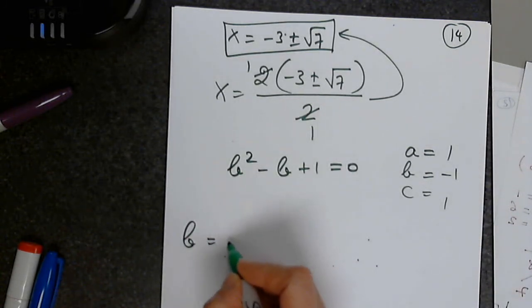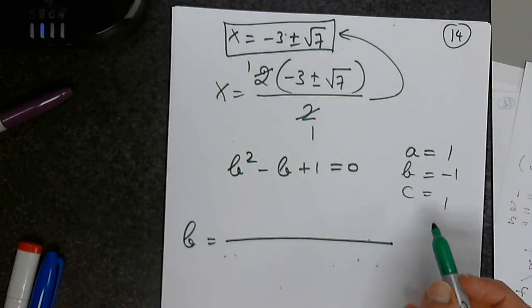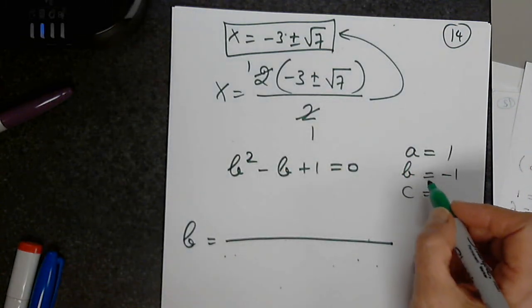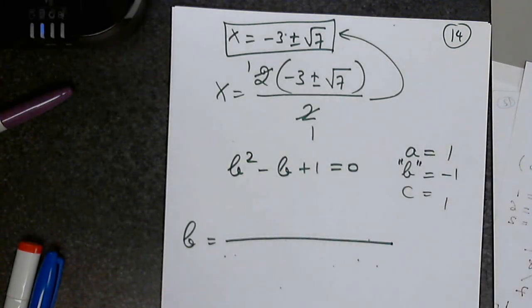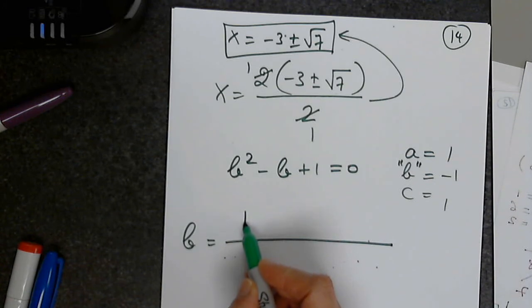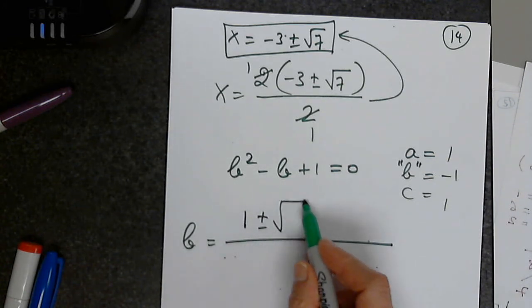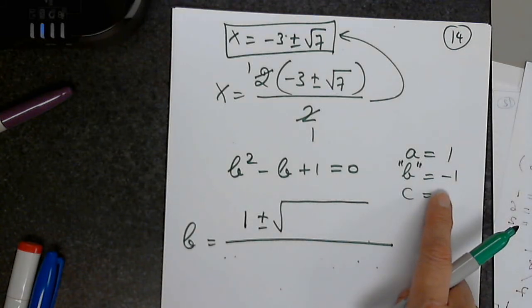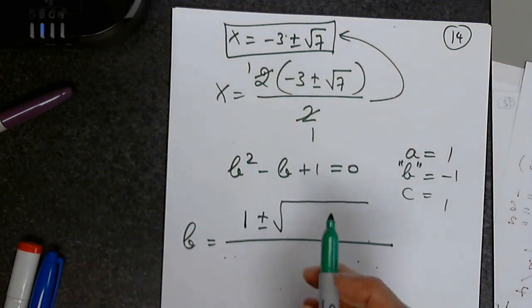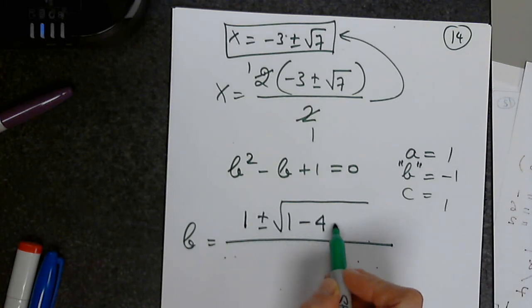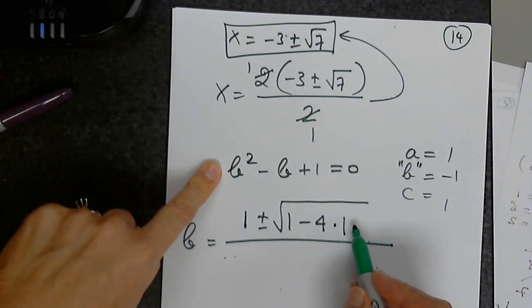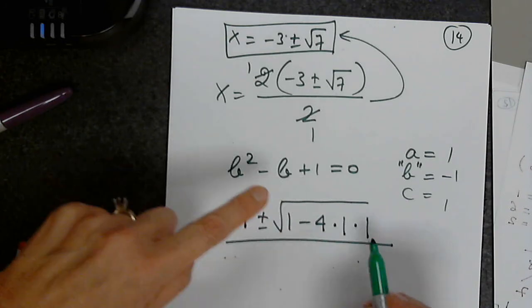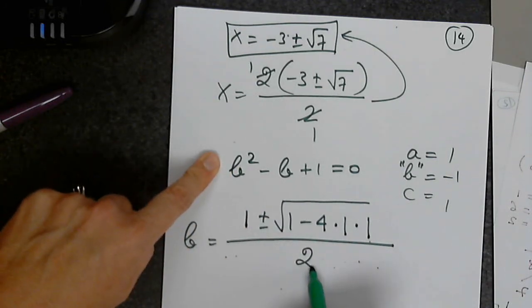So then b will be. Careful not to be confused. So this is a different b. It's not that b. Negative b plus or minus b squared, this b. B squared, I have to start with a positive number. B squared, 1 minus 4 times a, which is 1, times c, which is 1, divided by 2 times a, which is 2.